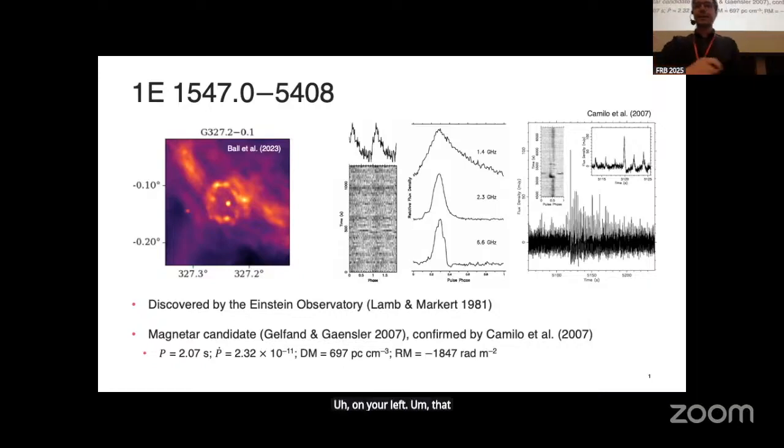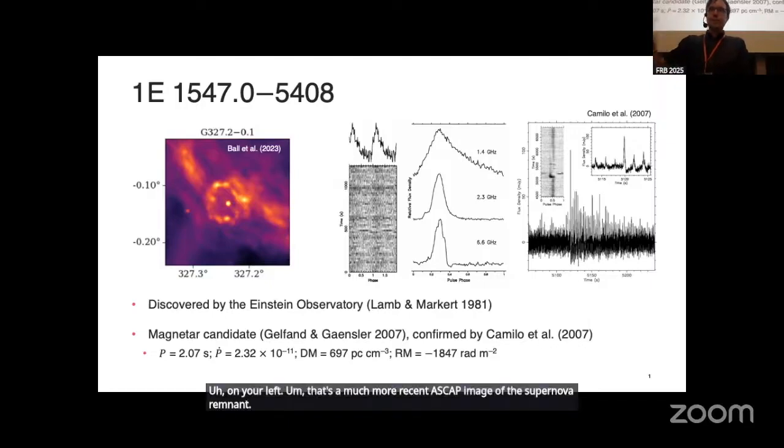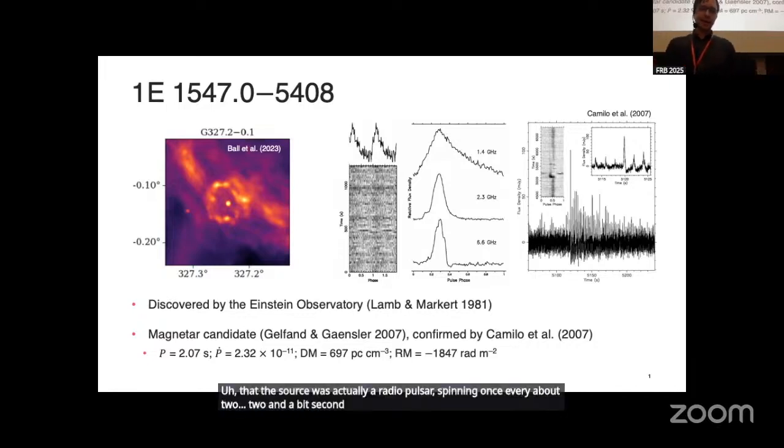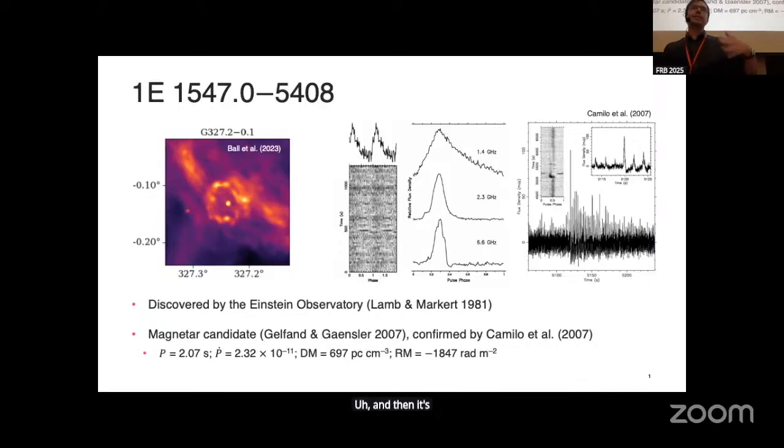That's a much more recent ASKAP image of the supernova remnant. It was then observed using Murriyang by Fernando Camilo and friends, and they found that this source was actually a radio pulsar spinning once every about two and a bit seconds. And that its high spin down rate confirmed that, yes, it was in fact a magnetar. And in fact, it's the second radio-loud magnetar to be discovered after 1810.